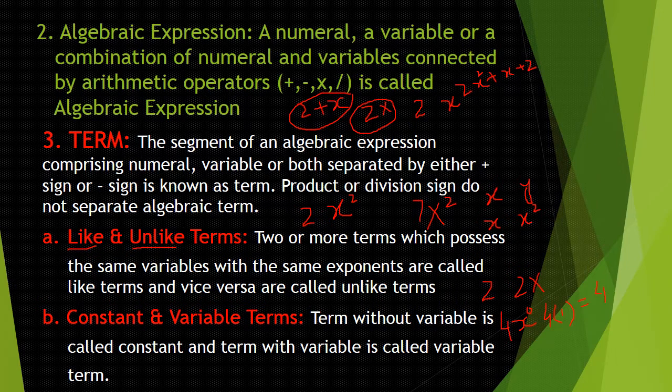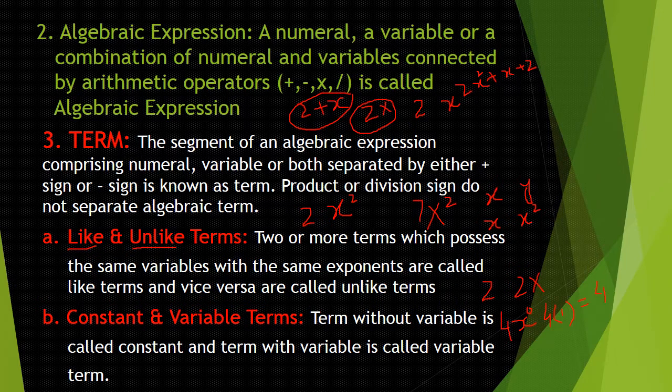I have written here 2x square plus x plus 2. So 2x square plus x plus 2, this is a polynomial. Now I am going to tell you about the term. What is a term? A term is a segment of an algebraic expression comprising a numeral or variable or both, which are separated either by a positive sign or negative sign from the next term.